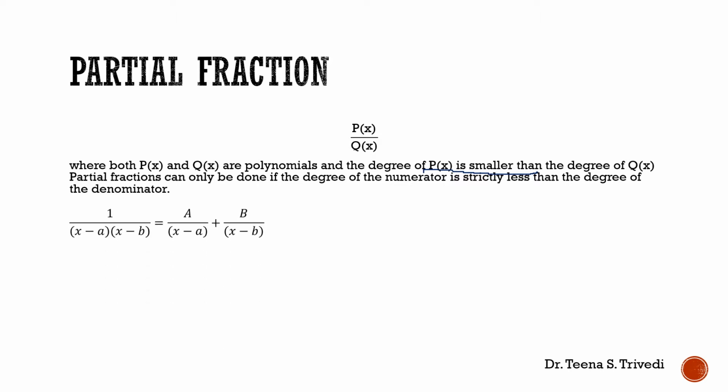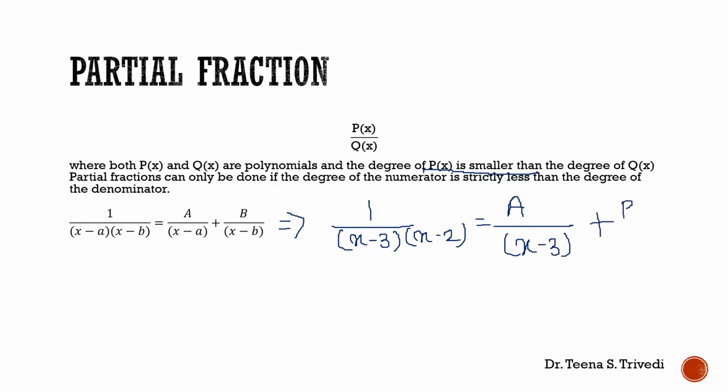Okay, and the first case: if the expression is 1 upon (x minus a)(x minus b), we will write A upon x minus a plus B upon x minus b. For example, if there is 1 upon (x minus 3)(x minus 2), we introduce new constants: A upon x minus 3 plus B upon x minus 2, and then we will find A and B. There are a few methods to find the values of A and B. I'll discuss them later in the questions.